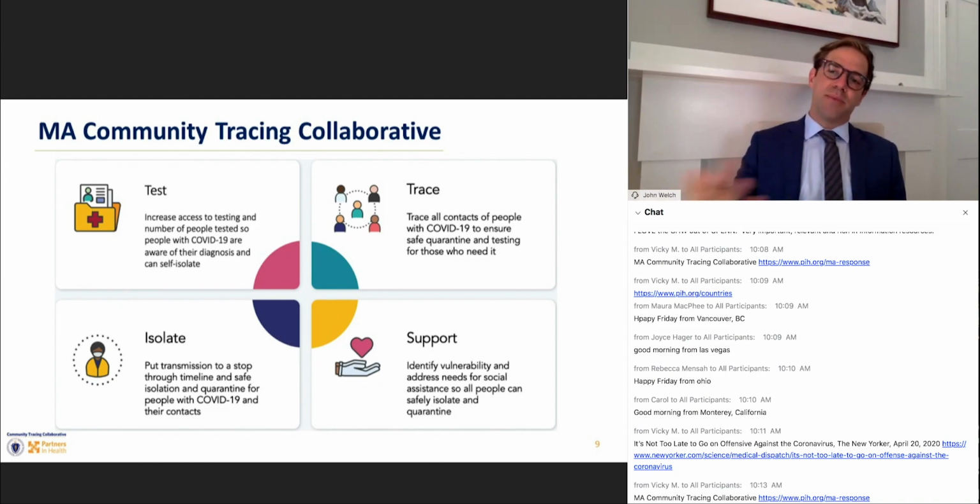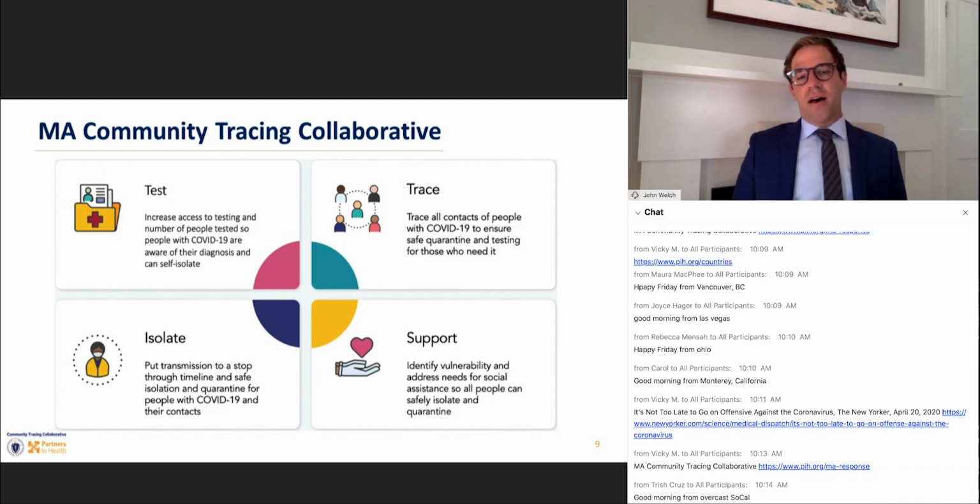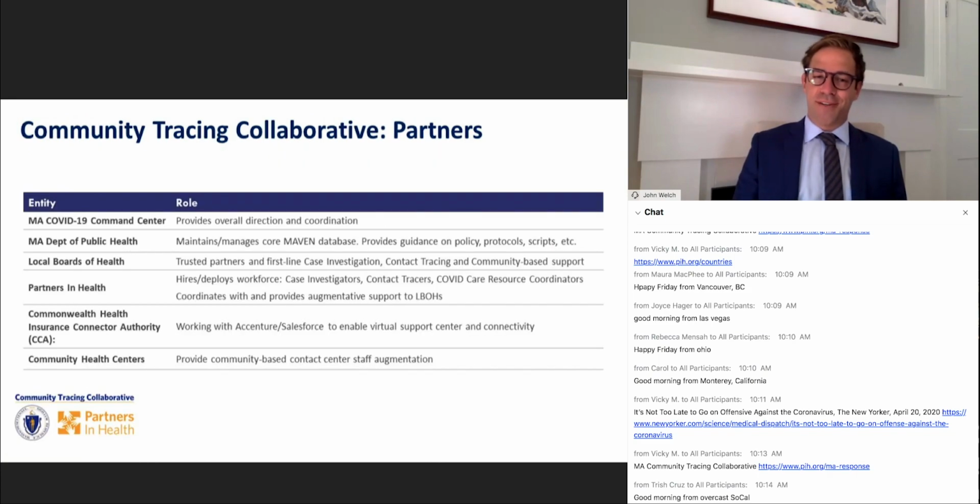And I think this is what brings us into the conversation around equity. This brings us into the conversation around what a comprehensive COVID strategy looks like, and it's got to be using that supportive structure. We can look at who the partners are. This is not Partners in Health alone.